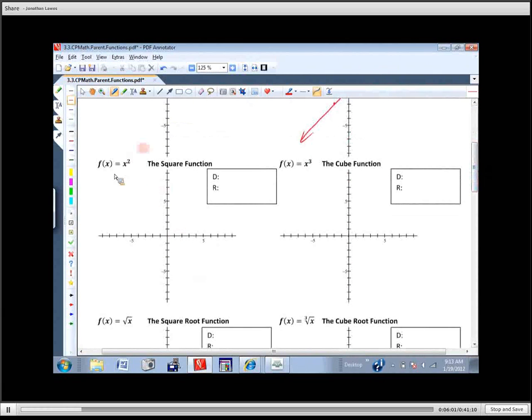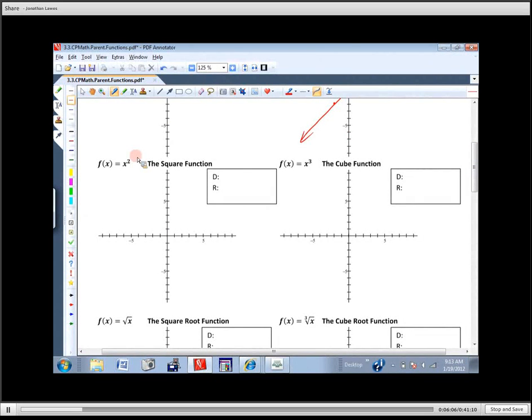You all know what this one looks like. We call it a parabola. That's the shape that it makes. We call that the squaring function. Both of these are power functions. So again, it's important to think about why they make the shapes they do.